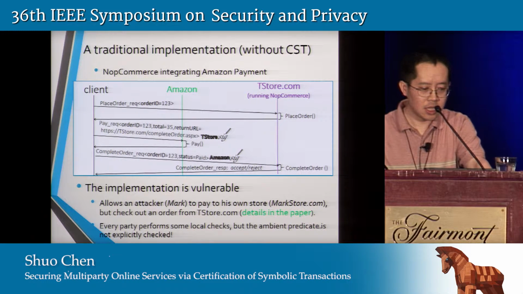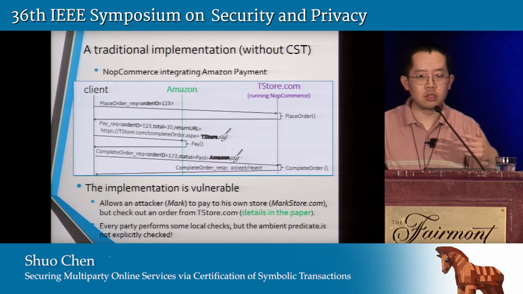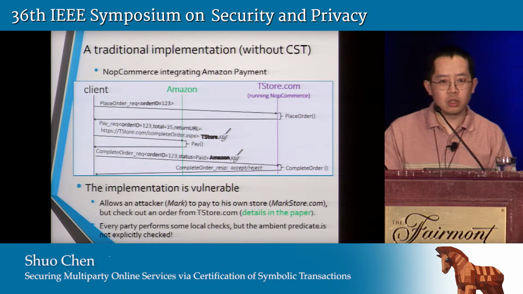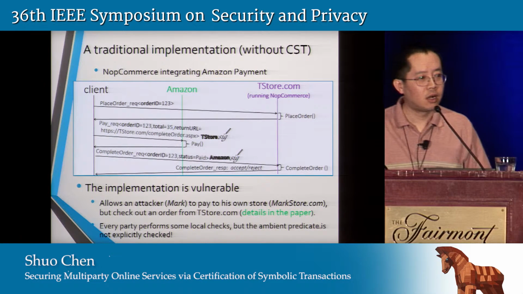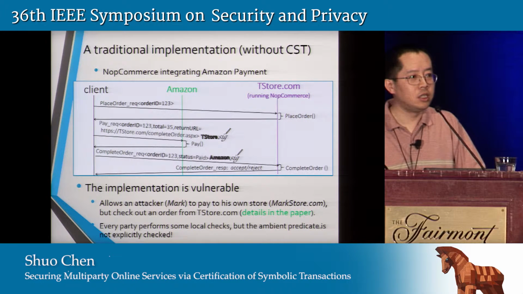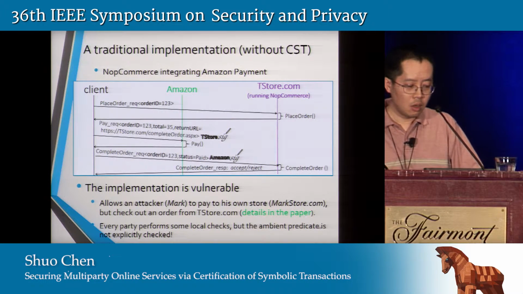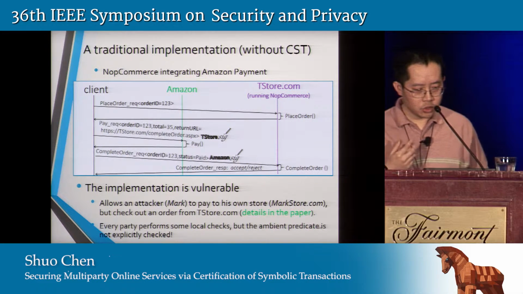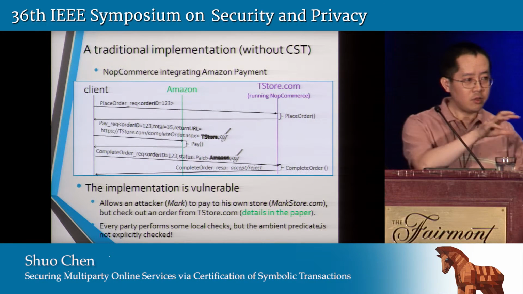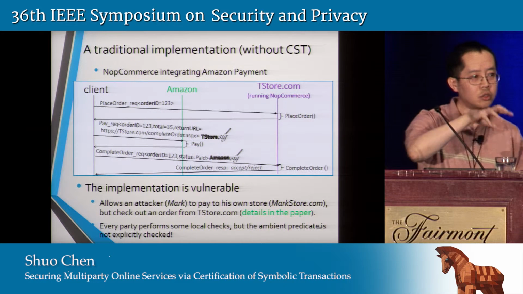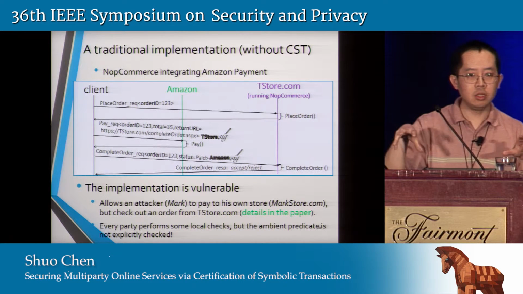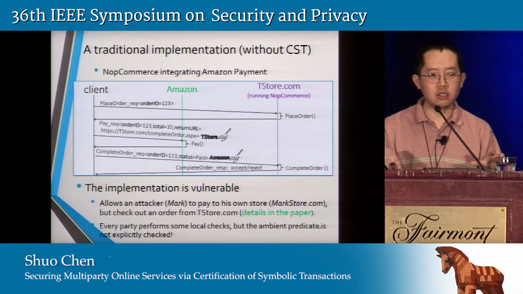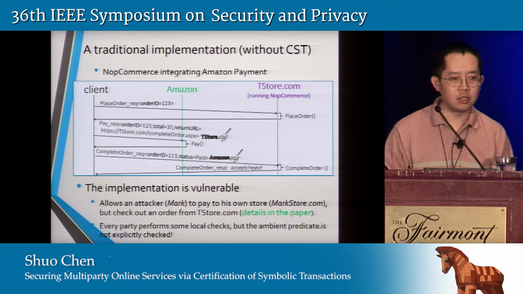It allows an attacker, Mark, to pay to his own store, like Mark's store, but still check out an order from the victim tstore.com. The details are in the paper, which are not very important for my presentation. What is important here is that in a traditional implementation, every party just does some local checks. But the most important ambient predicate is nowhere to be found in the whole implementation.